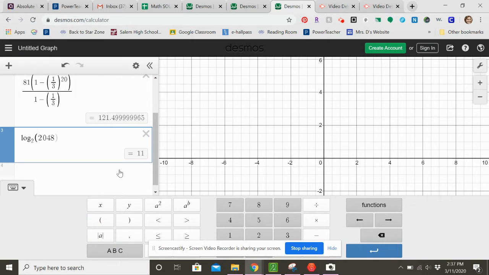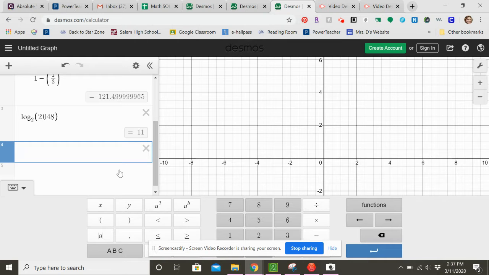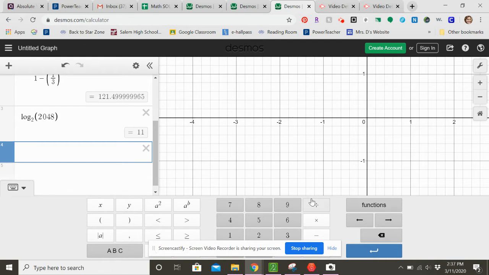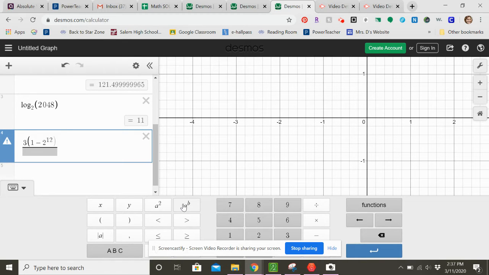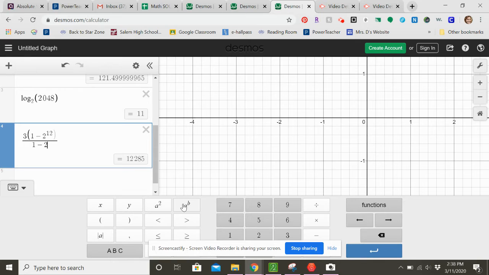Get a new problem here. Okay. Start with a division. 1 minus 2 to the power of 12 all over 1 minus 2. I can find my final summation is 12,285.